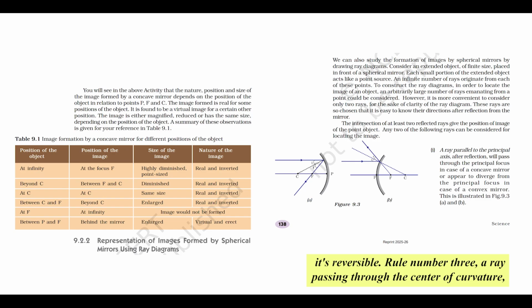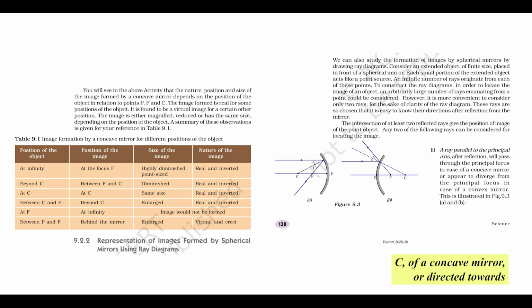Rule number 3. A ray passing through the center of curvature, C, of a concave mirror, or directed towards the center of curvature, C, of a convex mirror, after reflection, reflects straight back along the same path. It retraces its steps. Why? Good question. Because any line passing through C strikes the spherical mirror surface perpendicularly along the normal. And a ray hitting along the normal has angle of incidence equal to 0, so it reflects back along the normal. Angle of reflection equals angle of incidence.